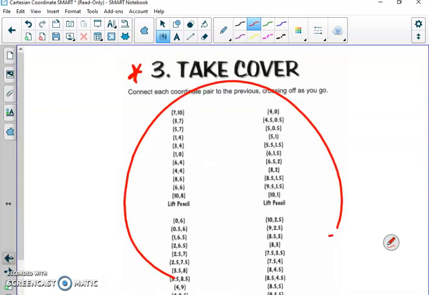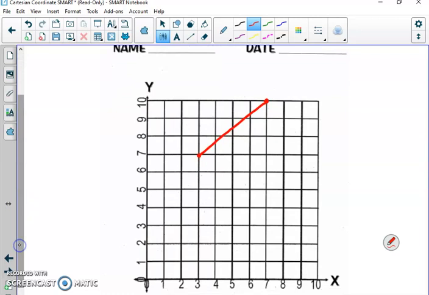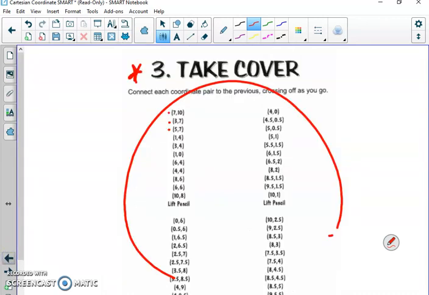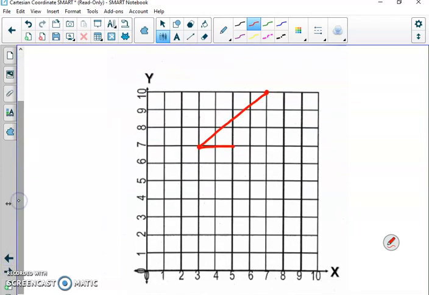Again, use a ruler. It makes it look a lot nicer. And then my next, so I did 7, 10, I did 3, 7. My next one is 5, 7. So let's figure out 5, 7. I'm going to draw my next line. Simple enough. Next one is 1, 4. I'm going to draw my line. And so on and so forth until I get my picture.